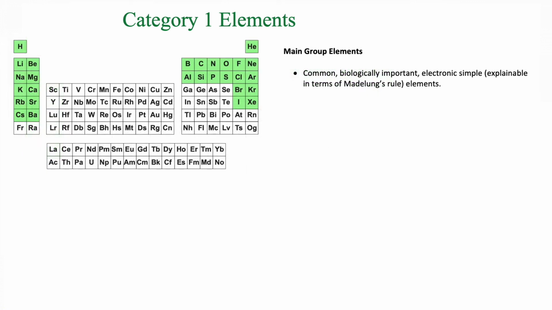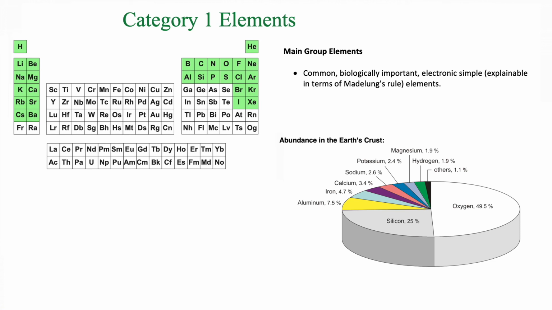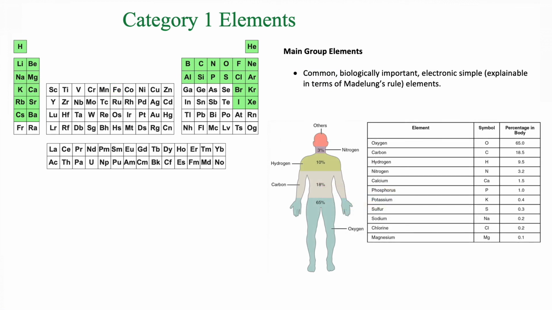Category 1 elements are the common main group elements. They are biologically important, electronically simple, and they're explainable in terms of Madelung's rule. They're also highly abundant in the Earth's crust. Indeed, iron is the only one of the common elements that is not one of the category 1 elements. These elements are also biologically important. More than 99.9% of the composition of the human body consists of these category 1 elements.